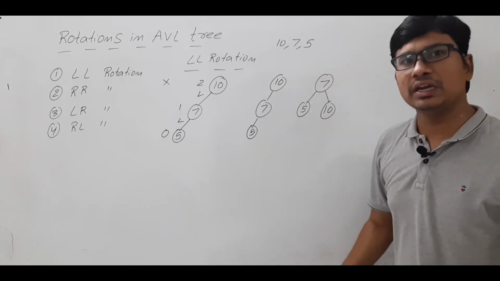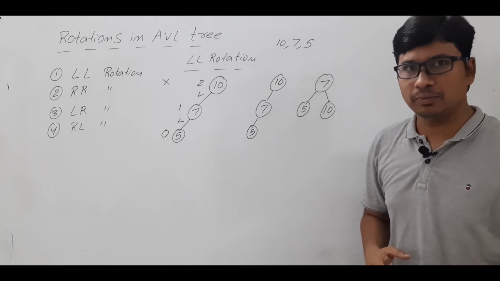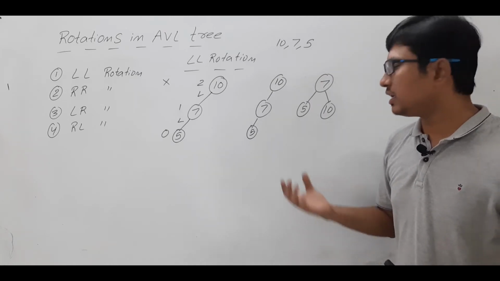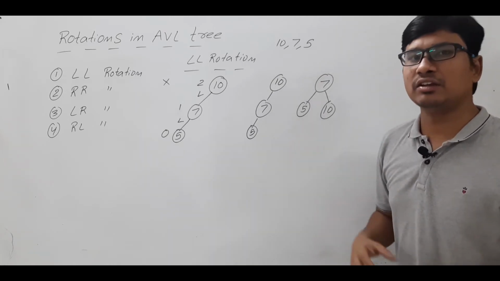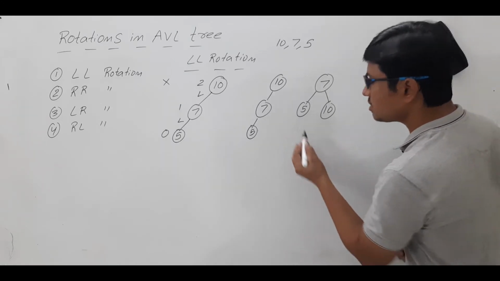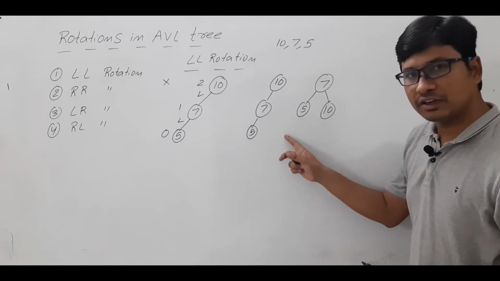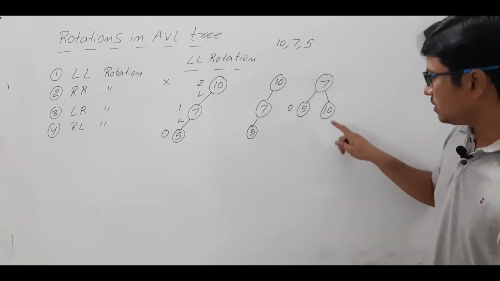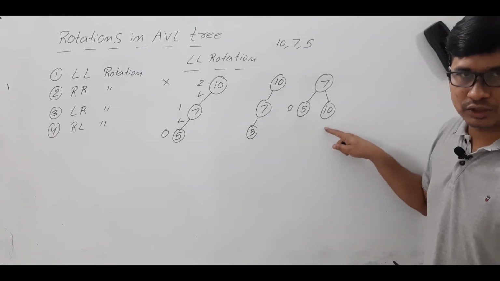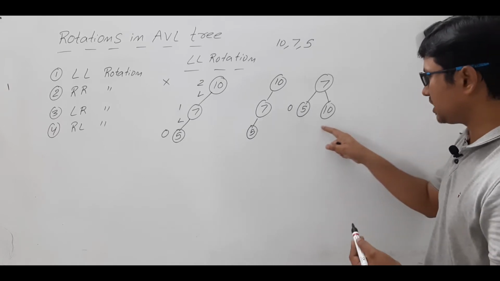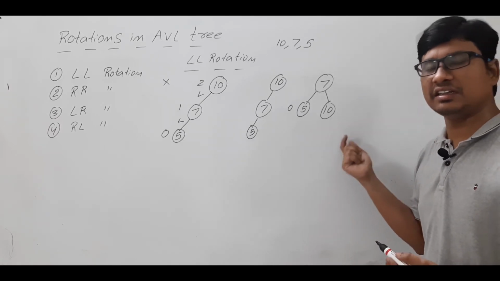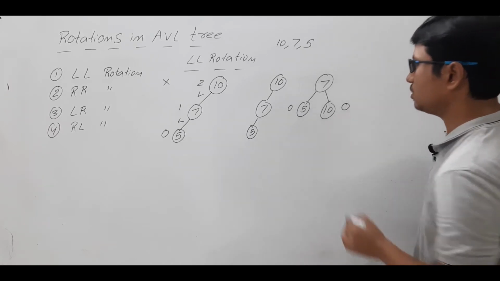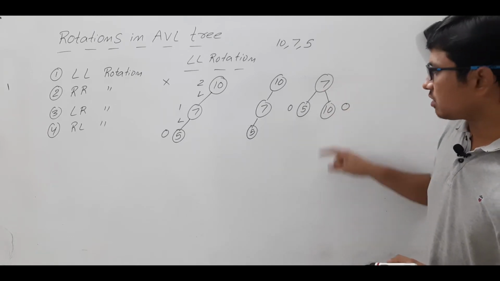Now we need to look at whether it is satisfying the AVL tree property or not. How will I look at it? I will compute the balancing factor of each node. Now what is the balancing factor of this node? Height of the left subtree minus height of the right subtree is 0. The height of the left subtree is 0, the height of the right subtree is 0, because there are no elements on the left-hand side and the right-hand side. Okay, 0.